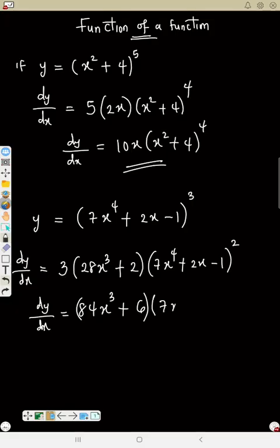Then 7x raised to power 4 plus 2x minus 1, everything raised to power 2. That is the answer. Now this is function of a function. I hope you understand. Okay, let's solve more.